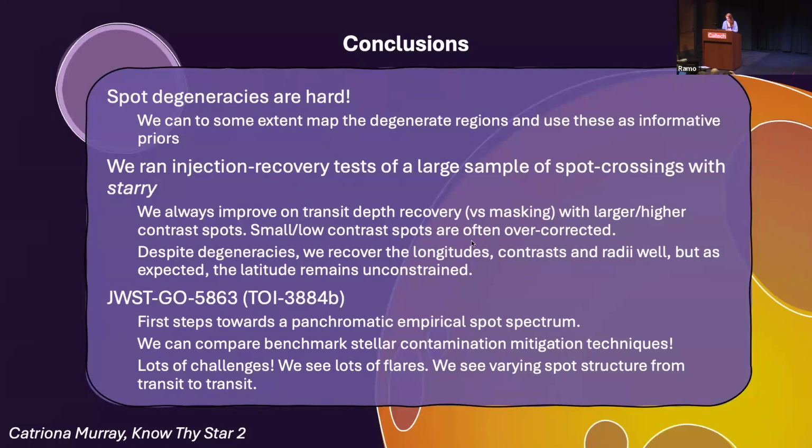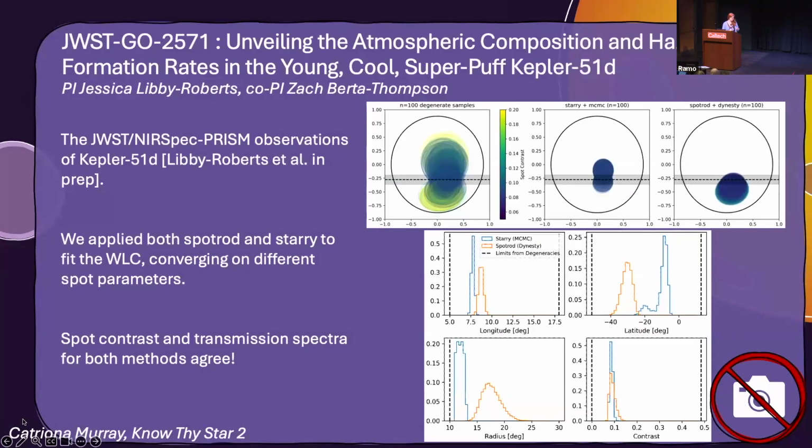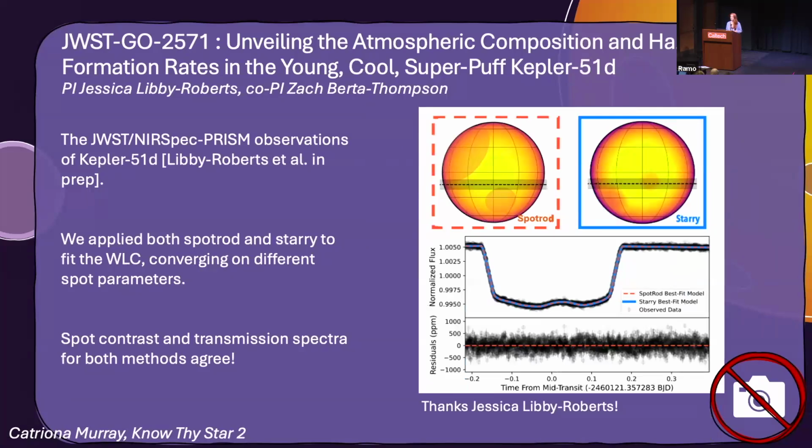Hi, could you go back to one of the earlier slides where you talked about having challenges with sampling the spots? The Kepler-51 example? Yes, I think so. I think it might have been before that as well. This one? Yeah, that one. One of the difficulties with starry is that you can't model very small spots, but the advantage is that for certain assumptions about the spot properties, it should be analytic. So have you tried using the analytic framework of starry to see how the degeneracy looks? No, I haven't yet. I've only done what I've presented here, and then Jessica applied spot rod as well. But it's something to look into. Thanks.